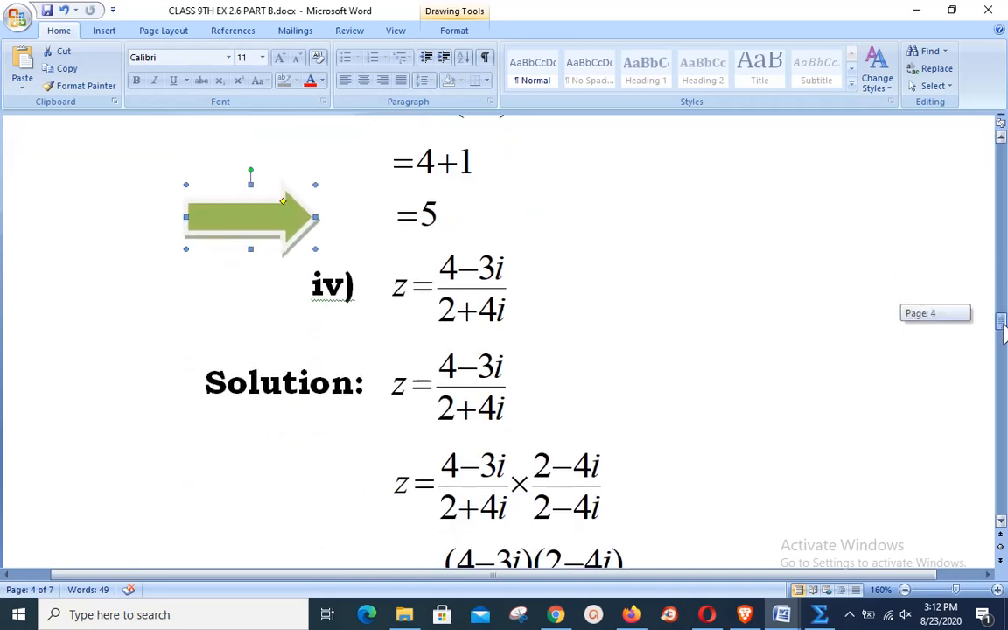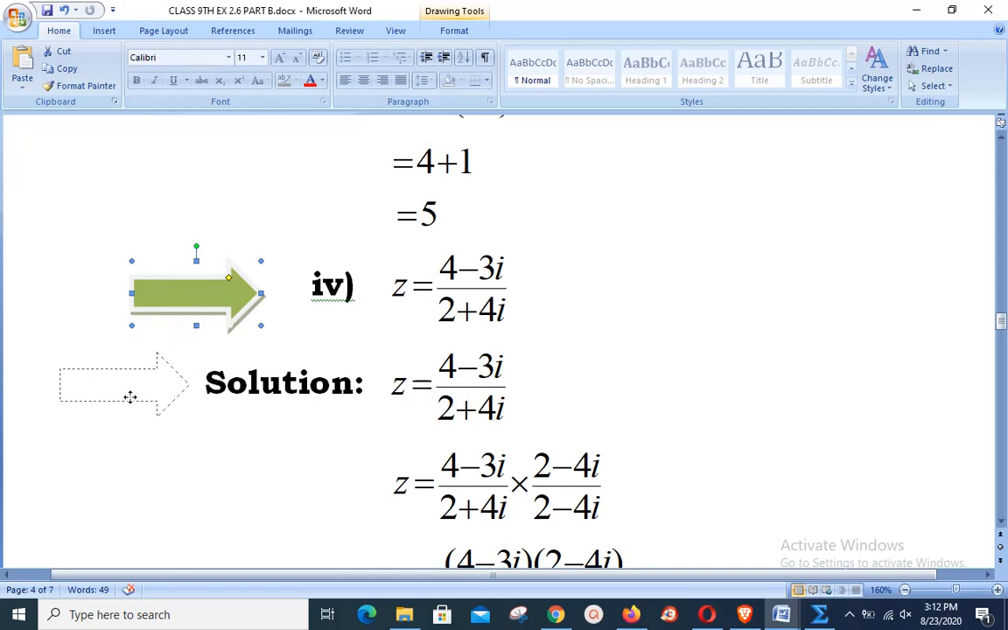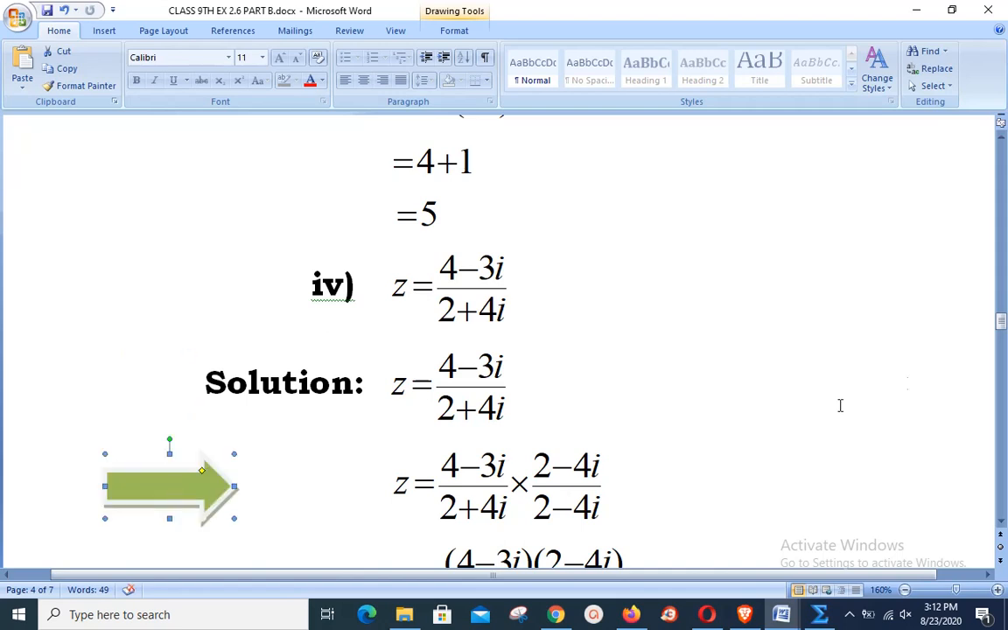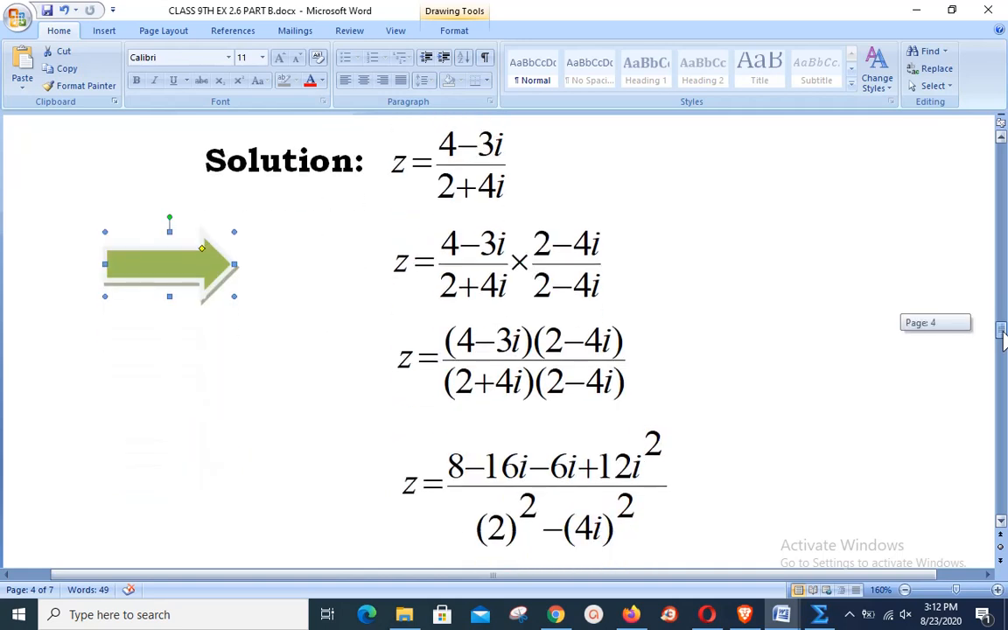Next we have part number 4. The value given is z is equal to 4 minus 3 iota whole over 2 plus 4 iota. Starting our solution, same first step of question, then multiplying and dividing by the conjugate, we have 4 minus 3 iota over 2 plus 4 iota multiplied by 2 minus 4 iota over 2 minus 4 iota. Next step, multiplying numerator to numerator and denominator to denominator, we have denominator to denominator will be simply a plus b into a minus b, that will be a square minus b square.